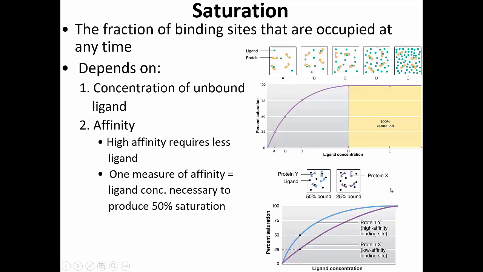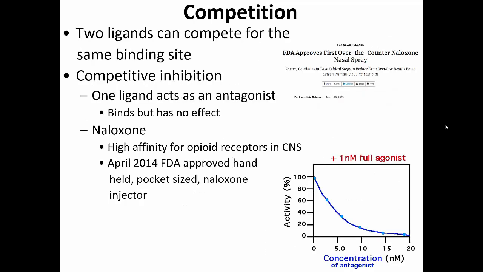We also note that competition can often play a major role in the interaction between ligands and proteins. Competition occurs when two ligands compete for the same binding site, a process referred to as competitive inhibition. In competitive inhibition, one ligand acts as an antagonist as opposed to the native ligand, the ligand that typically binds in normal physiology to that binding site, which acts as the agonist. The agonist binds and has an effect, but the antagonist binds and has no physiological effect.